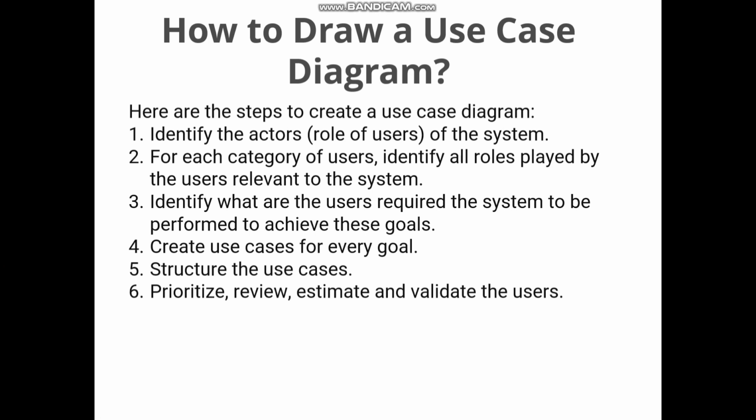Fourth step is to create use cases for every goal. Fifth step is to structure these use cases. And sixth step is to organize the diagram. That means arrange the actors and use cases in a logical manner that is easy to comprehend. You can use different levels of abstraction or group related use cases together.